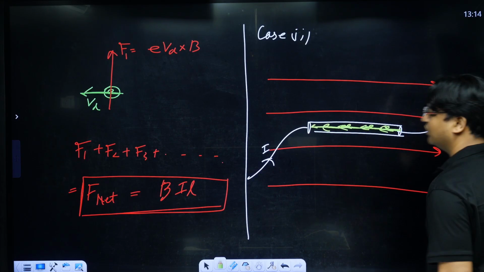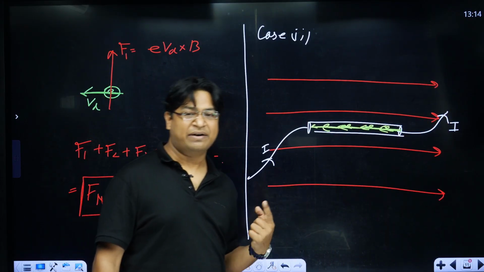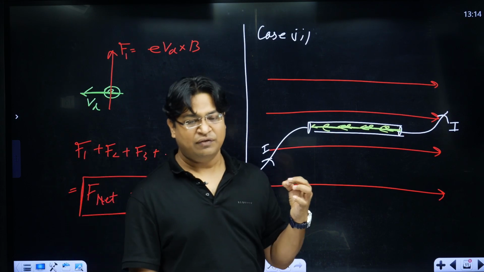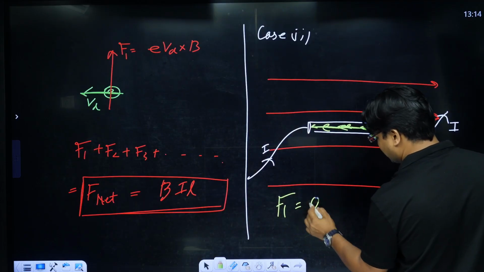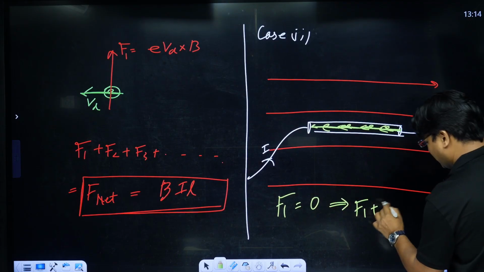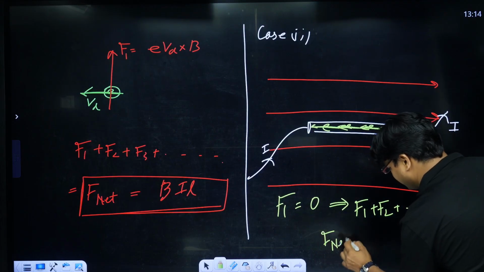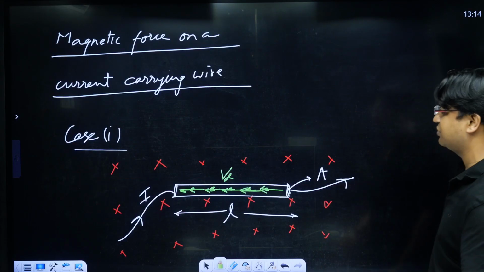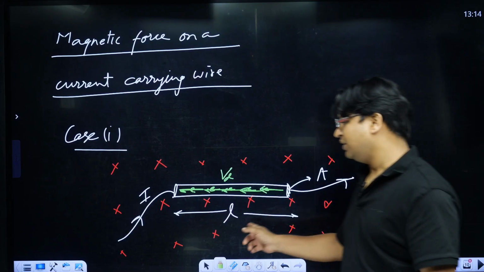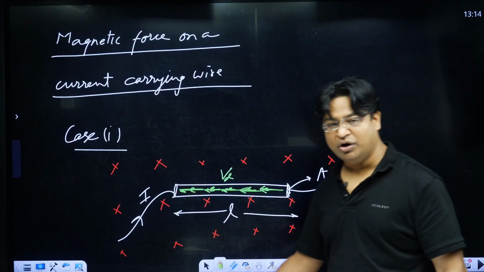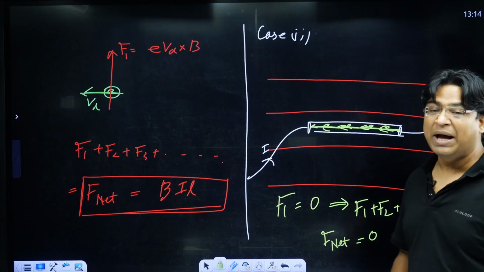Now guys, can you think about how much force is acting on one electron? The velocity of the electron is parallel to the magnetic field, so the force on an individual electron will be zero. Implying F1 plus F2 and so on will be zero, and therefore the net force will be zero. Do you see the difference between the two situations? In case 1, the length of the rod was perpendicular to the magnetic field, and here the rod was parallel to the magnetic field.